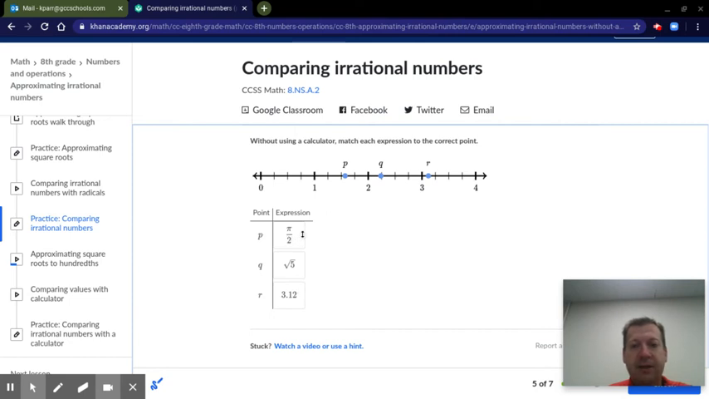Pi divided by 2 would be 3 divided by 2. Essentially, we're going to estimate that pi is about 3, and half of 3 would be 1.5, which would be about right there. It's a little bigger because pi is a little bigger than 3, and that matches up with p. So we've got to be thinking a little abstractly. There are questions on the test coming up that will be very similar to this right here.